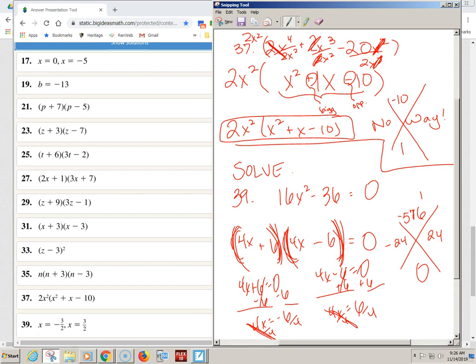Alright, make sure you guys have a pencil. If you want to grab at least one calculator per group, that's probably a good idea. Alright, does every group have at least one calculator? Does every group have at least one calculator?